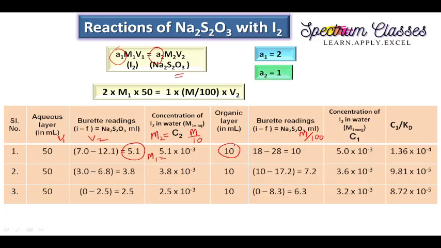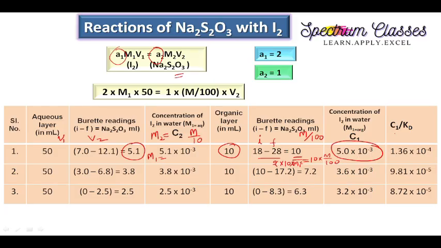Similarly, we have taken 10 ml of the organic layer and for that we have titrated. This is the initial reading, this is the final reading of the burette, and on subtraction we are getting this. On putting these values in the formula, what will we get? We will get 10 into M/10 is equal to 2 into 10 into M1 here in this case again. And from there we are going to calculate.